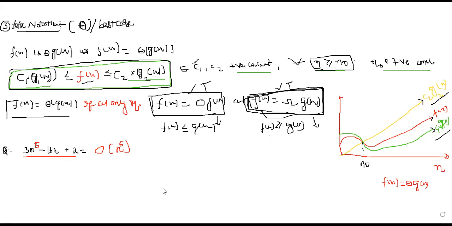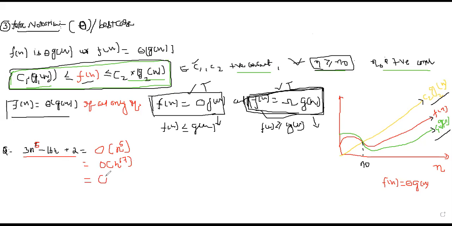Can I write it like this? f(n) is order of n to the power 17. Can we write it like this? Is it true or false? Yes, sir, this is also true, because n to the power 17 is greater than n to the power 5. Correct? Okay, fine.